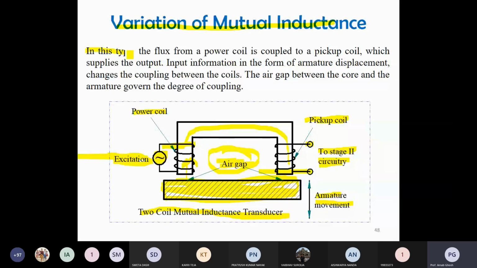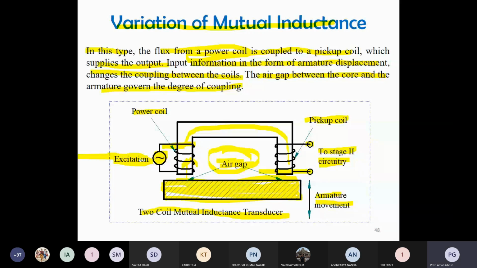So what is written in this type? The flux from the power coil is coupled to a pickup coil, which supplies the output, the input information in the form of armature displacement. The changes in the coupling between the coils, the air gap between the core and the armature, govern the degree of coupling. Okay, so I think you are able to understand. So what do you mean by the degree of coupling?